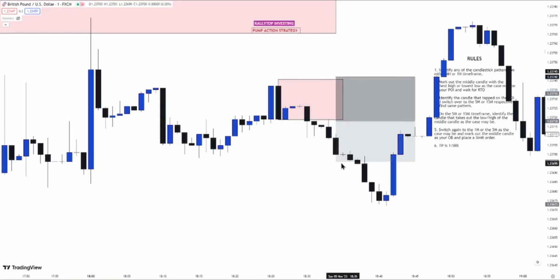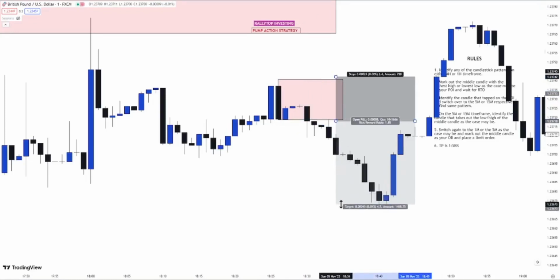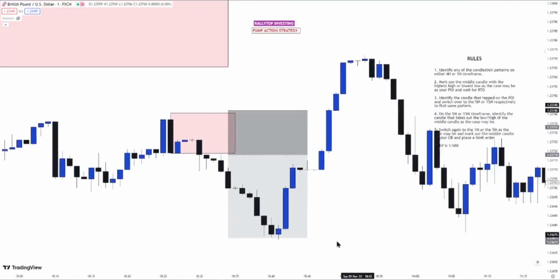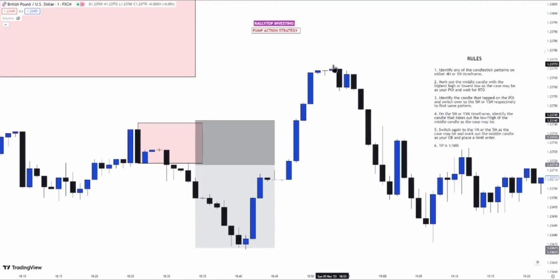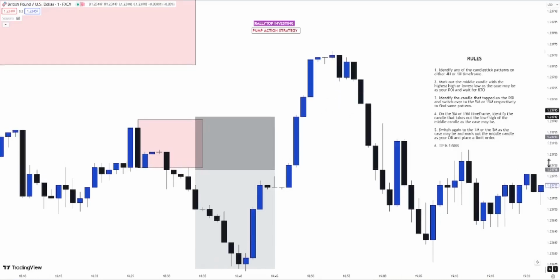But did it give us 1 to 5? Let's see. Well, in this case, it didn't give us 1 to 5. So we would have lost in this trade. -1. Because it didn't give us 1 to 5 before going back up to take us out. All right? So now the next one is here. Take a look. High, higher low, higher high. All right? And then lower low.